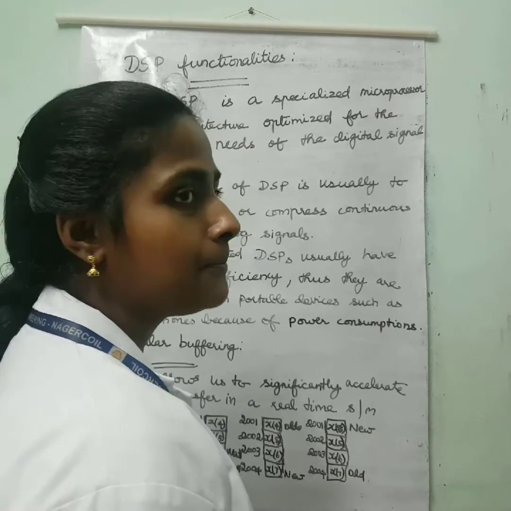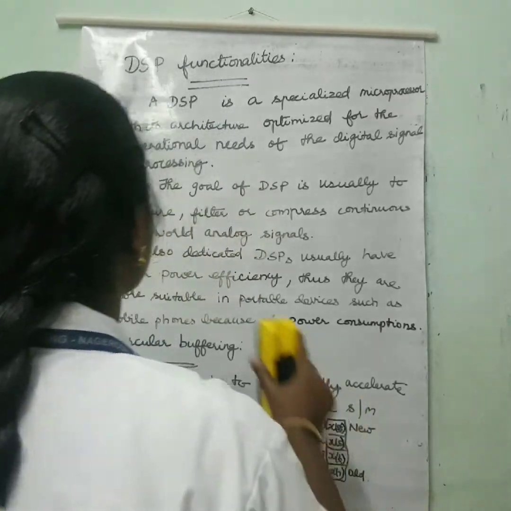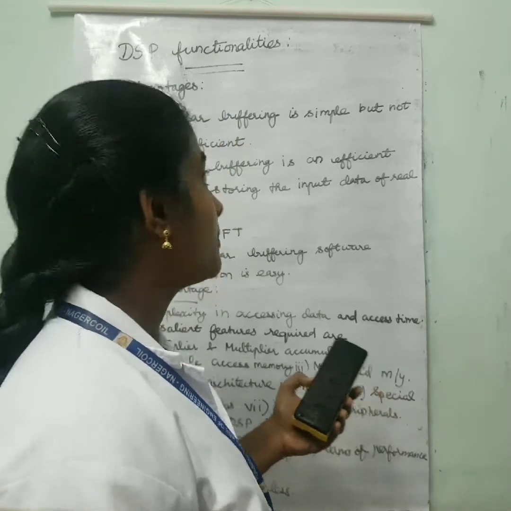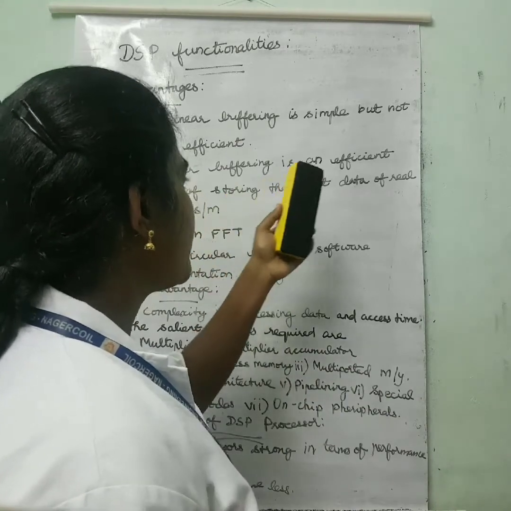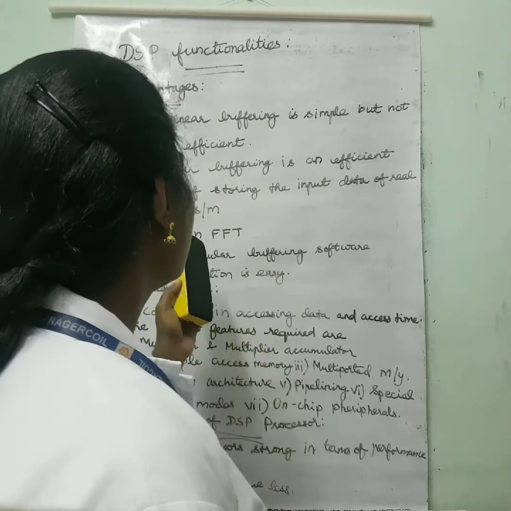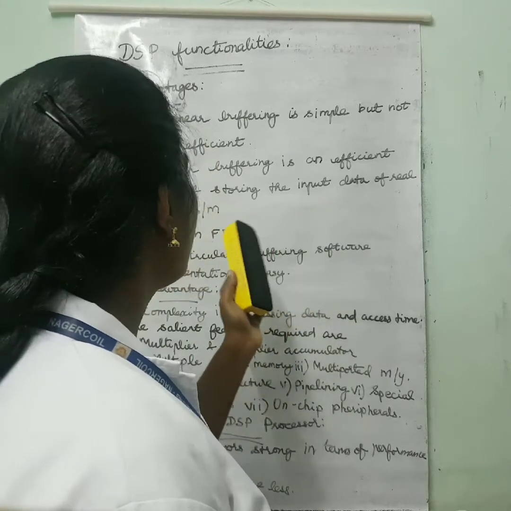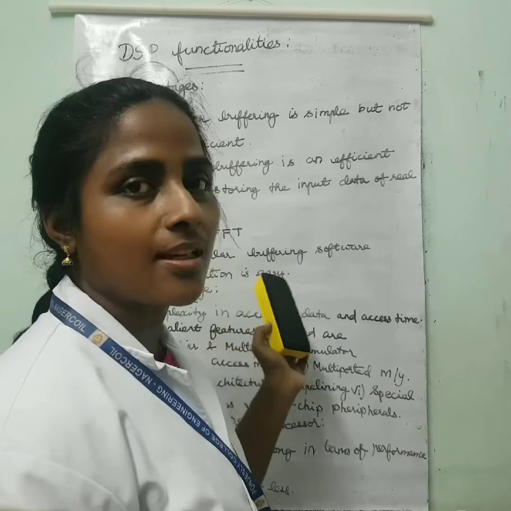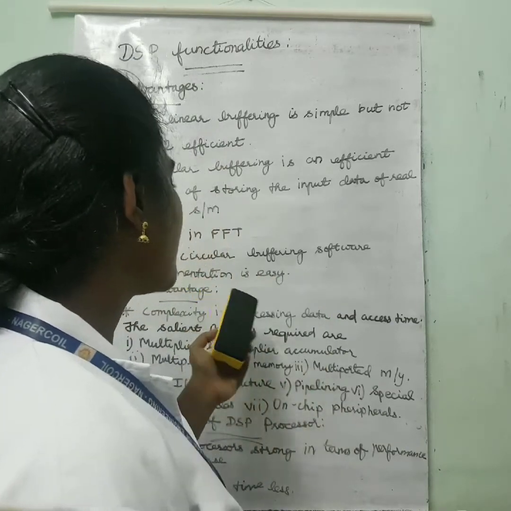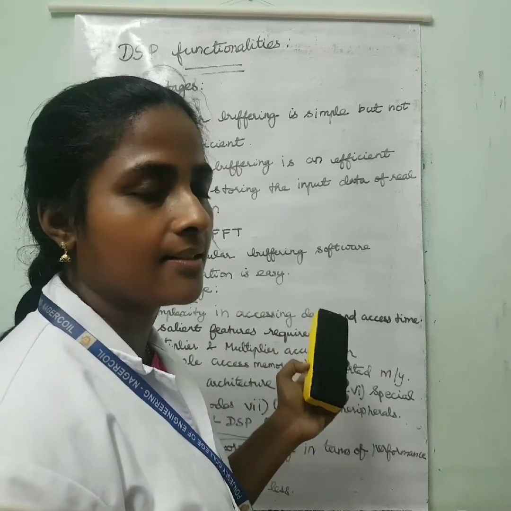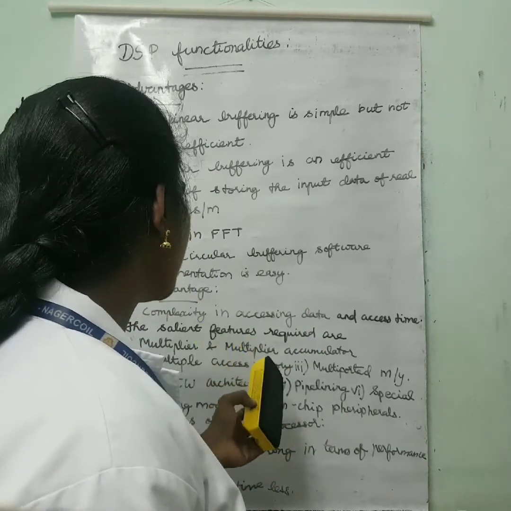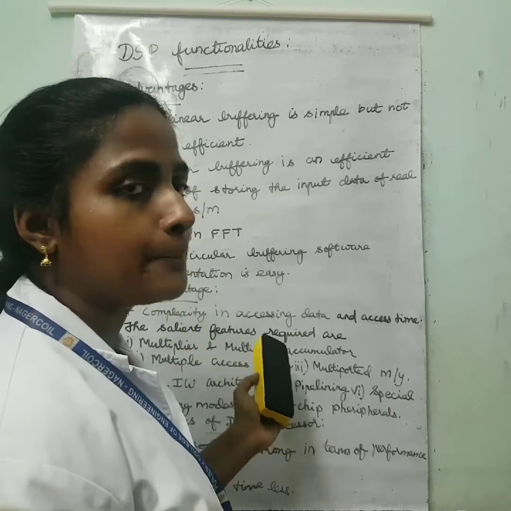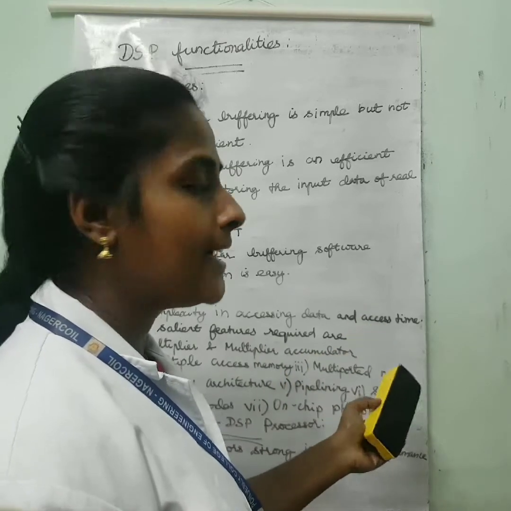Next we can see some advantages and disadvantages. The advantages of circular buffering: linear buffering is simple but not at all efficient, whereas circular buffering is an efficient method of storing the input data of a real-time system. It is used in fast Fourier transform, and the software implementation is also easy. There is only one disadvantage, that is complexity in accessing data and access time.